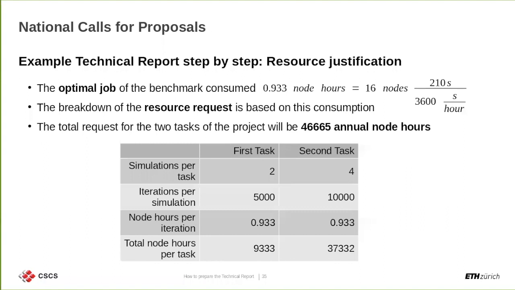Here, there is a small rounding error because the last digit would be 6, but it's not a big issue. It depends on how many digits you consider in the node hours. Since we put here 0.933, I did the calculation with that one, so that if you do the calculation again, you can retrieve the same number, because otherwise it's a bit annoying to have discrepancies.